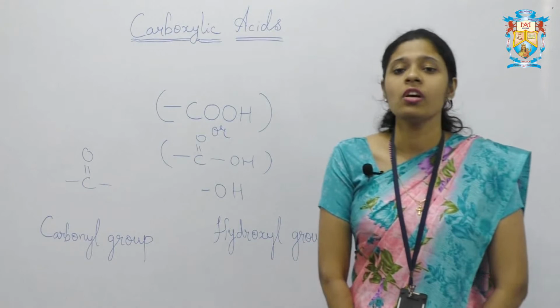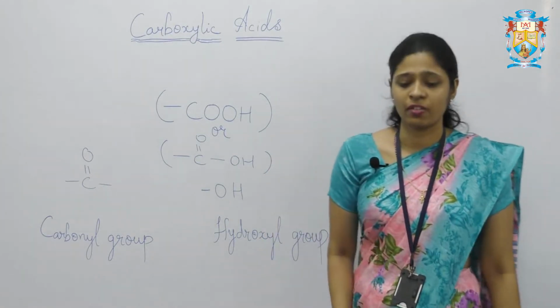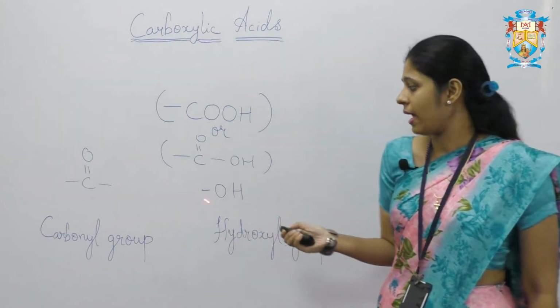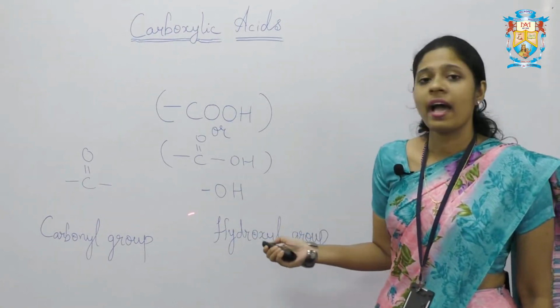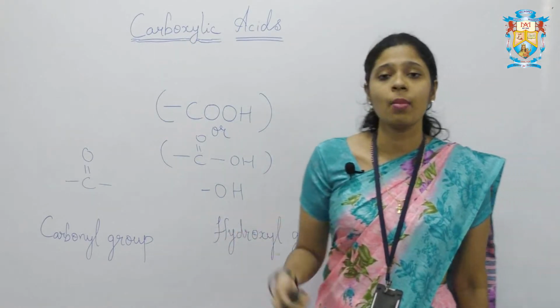So first of all, students, what is carboxylic acid? Carboxylic acid is derived from the carbonyl group and hydroxyl group, the two functional groups. So this carbonyl and hydroxyl group together make up the main group, that is the carboxylic acid group.